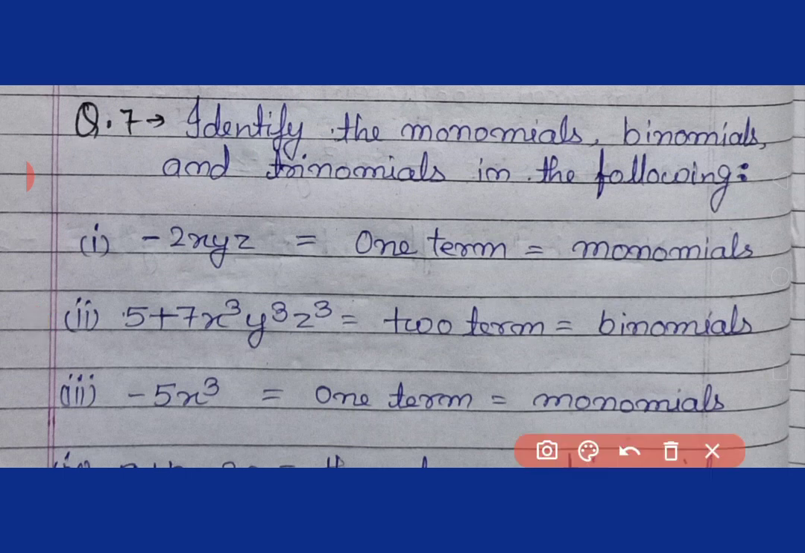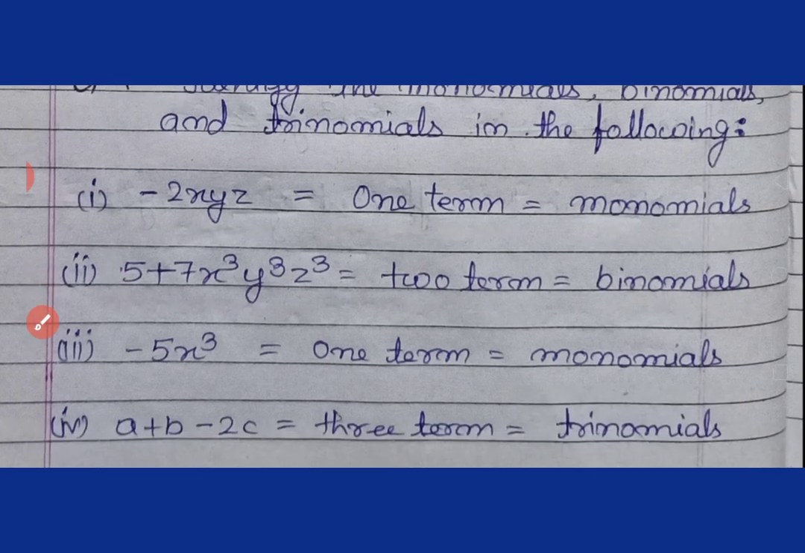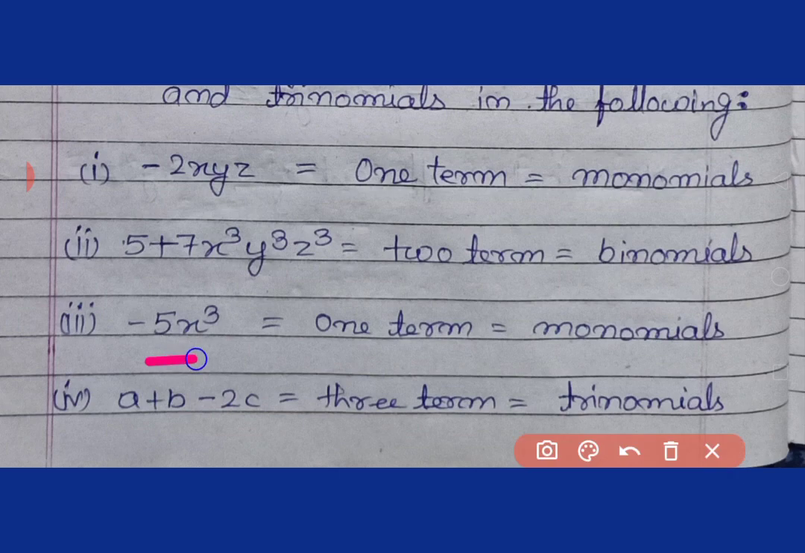As we can see in the first question, -2xyz, only one sign is given, so only one term is here, so this is a monomial. Here two signs are present. The 5 is the first term, and plus 7x³y³z³ is the second term. Only two terms are here, so this is a binomial. Now in the next it has given -5x³, only one term is here, so this is a monomial.